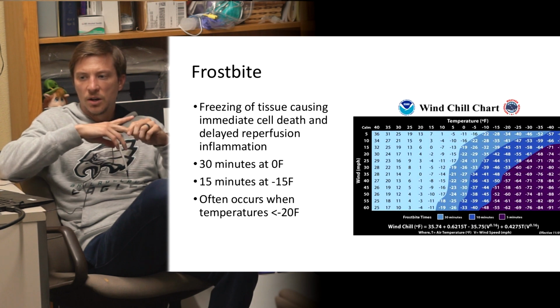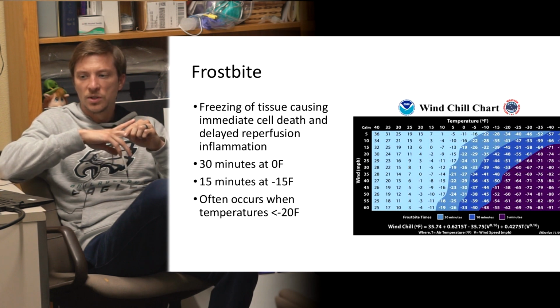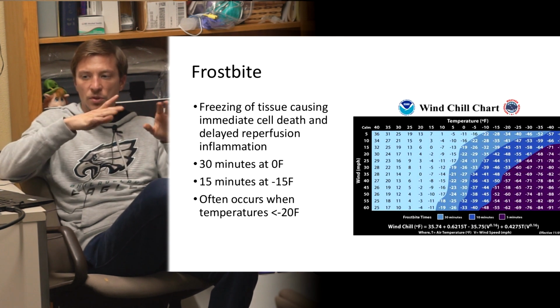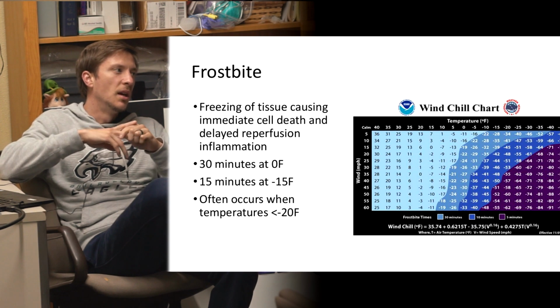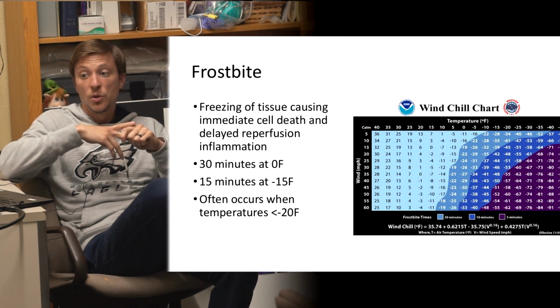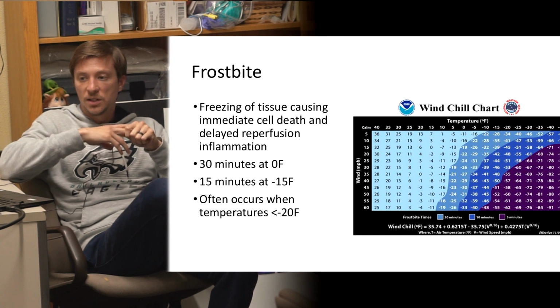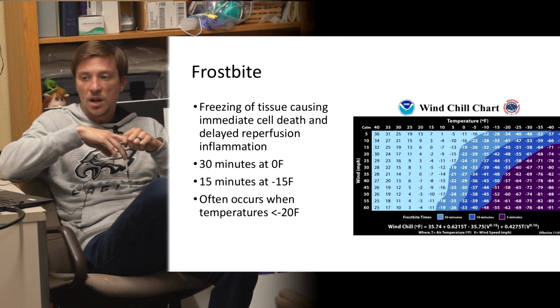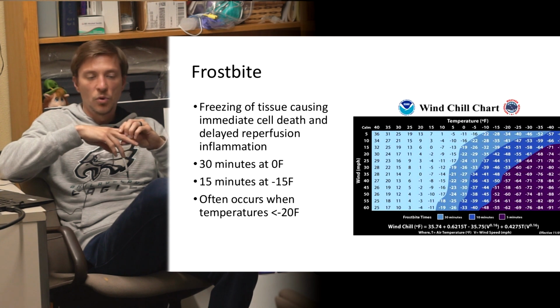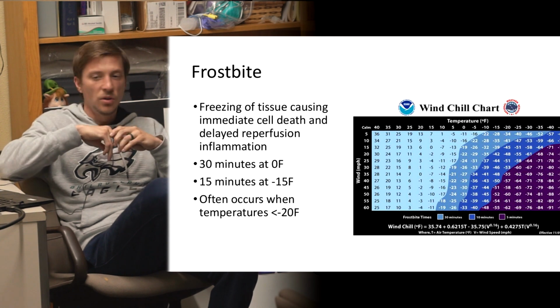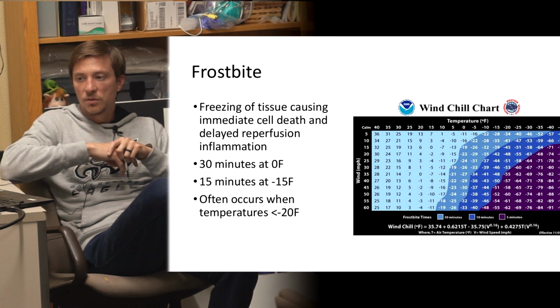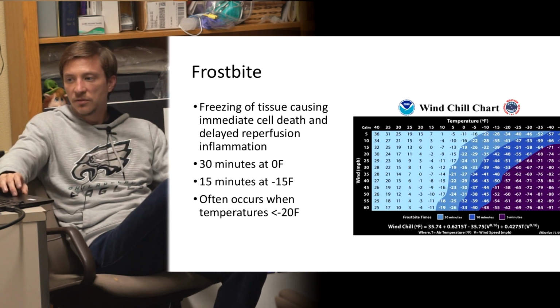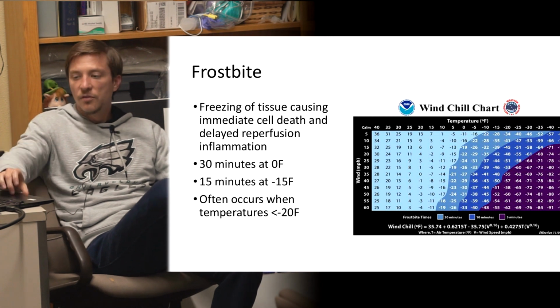Just common times that they quote for risk of frostbite in ambient air. If it's 0 degrees and you have exposed skin, you can start to develop frostbite within 30 minutes. And at -15, within 15 minutes, you can start to develop frostbite. Most commonly, we'll be on more high alert, or more considering it in the community, when the temperatures are less than 20 degrees Fahrenheit. And there's lots of things that go into it as well.